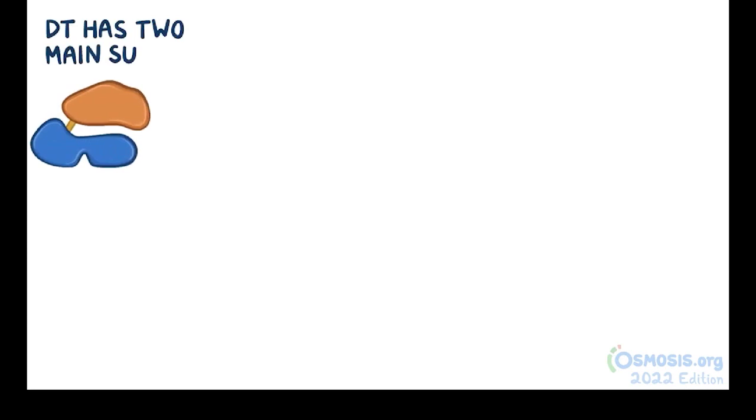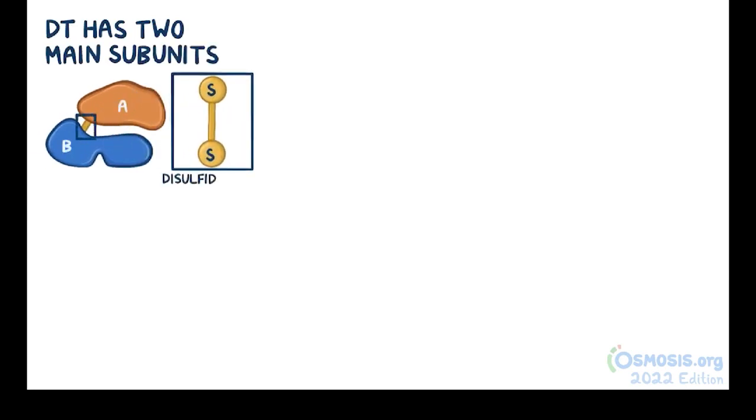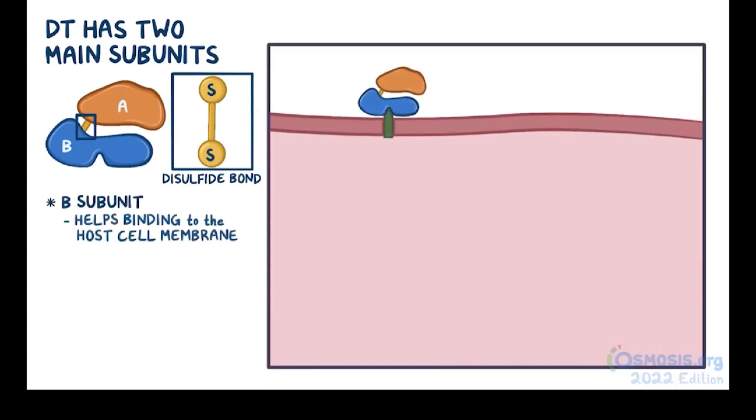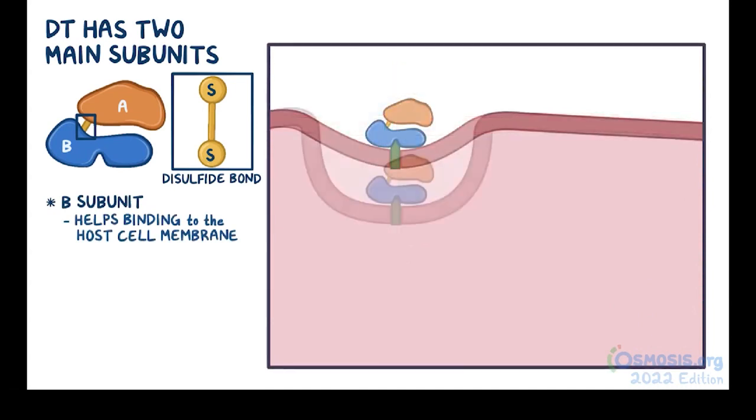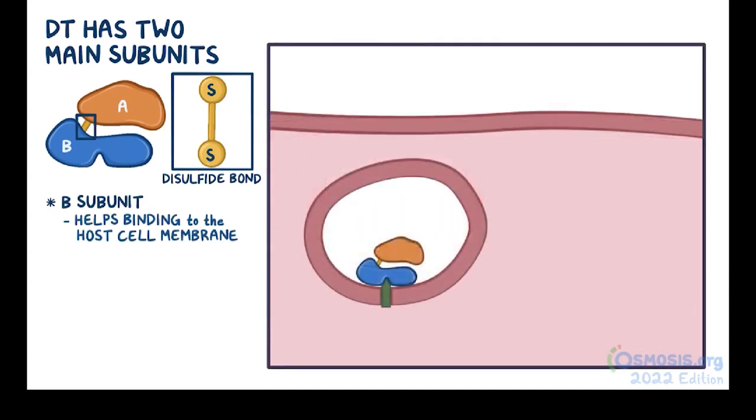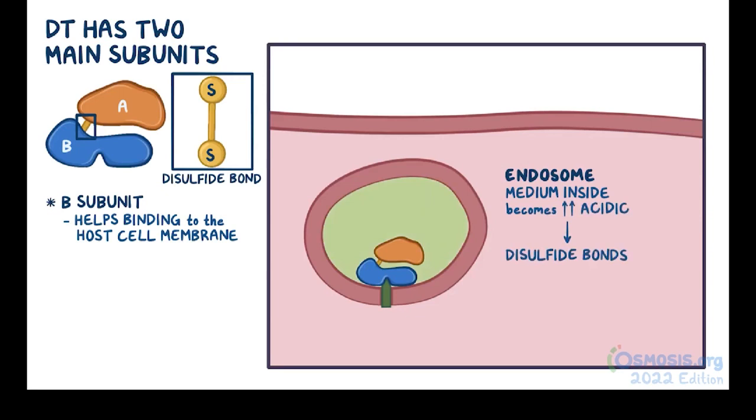Now, DT has two main subunits, A and B, joined by a disulfide bond, with each of the subunits playing a specific role in the invasion and destruction of the host cells. The B subunit, which is the bigger portion of the DT complex, helps with binding to the host cell membrane. After attaching to the host cells, the whole DT complex gets slowly engulfed by the cell membrane, which invaginates to form a sac on its inner side. The sac then separates from the actual cell membrane, forming a vesicle called an endosome. Within the host cell's cytoplasm, the medium inside the endosome becomes more acidic, and as a consequence, the disulfide bond holding the two subunits together becomes weak and eventually breaks, separating the subunits.